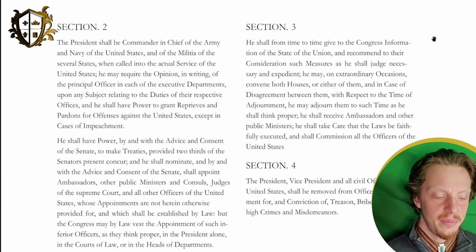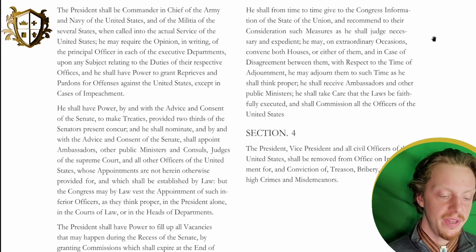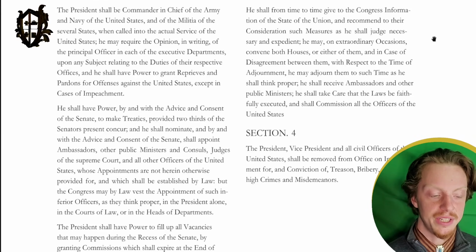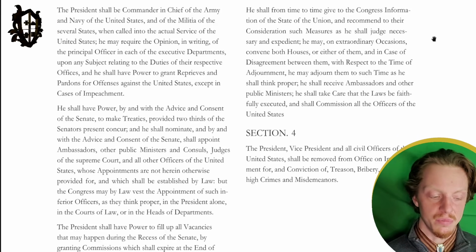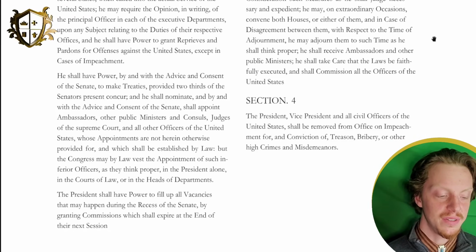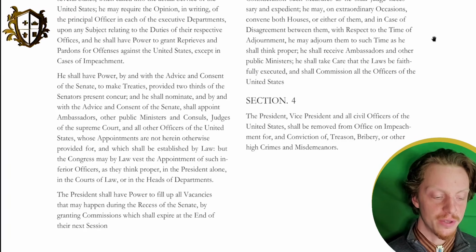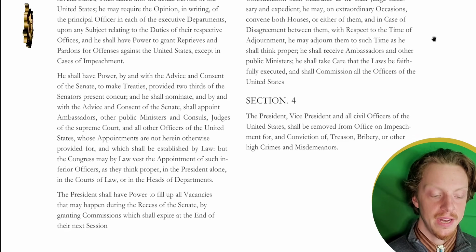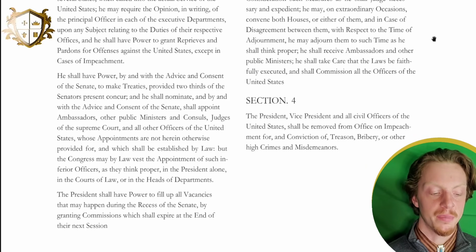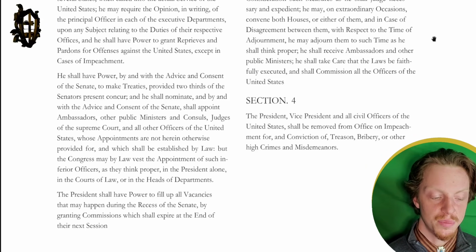He may require the opinion in writing of the principal officer in each of the executive departments upon any subject relating to the duties of their respective offices, and he shall have power to grant reprieves and pardons for offenses against the United States, except in cases of impeachment. He shall have power by and with the advice and consent of the Senate to make treaties, provided two-thirds of the senators present concur, and he shall nominate and by and with the advice and consent of the Senate shall appoint ambassadors, other public ministers and consuls, judges of the Supreme Court.